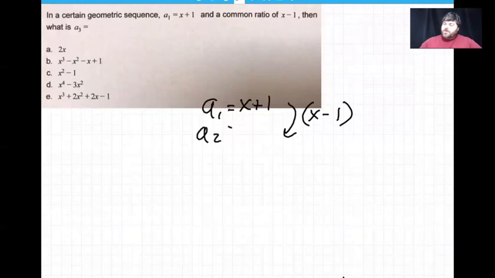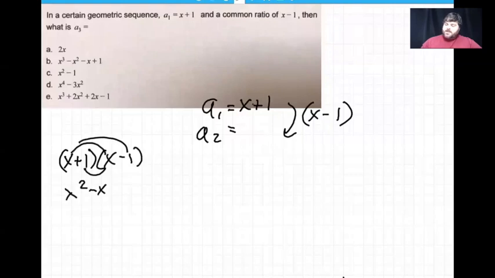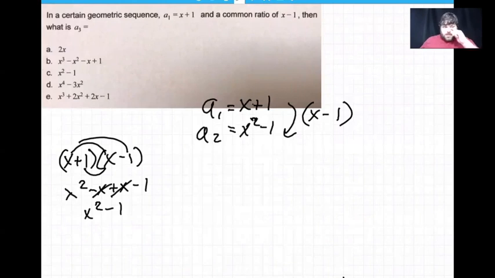So what would a sub 2 be? Well, it'd be x plus 1 times x minus 1. So if we distribute here, we get x squared minus x, plus x minus 1. Middle terms cancel because they're opposite signs, and I get x squared minus 1. Okay, this is a little out there, but basically you're just understanding what the word common ratio means. It's the number that we're multiplying by each time to get the next term in the sequence.